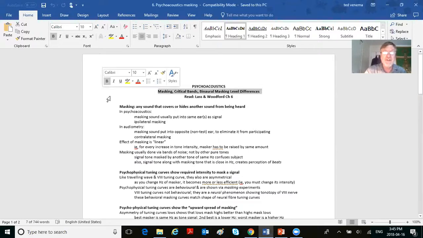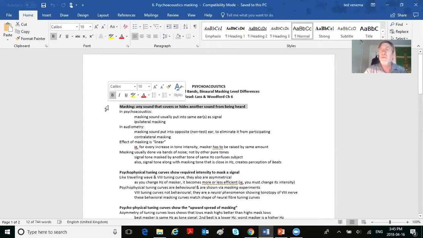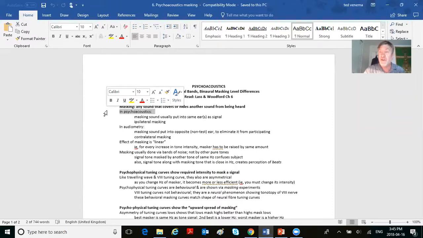Masking has nothing to do with Halloween in this field. Masking is basically any sound that covers or hides another sound from being heard. In psychoacoustics, masking sound is usually put into the same ear as the signal. When people do research in masking, that's when they're looking at the upward spread of masking. You aren't doing that, and I'm not doing that. We've learned that it's true from people who did research in masking.